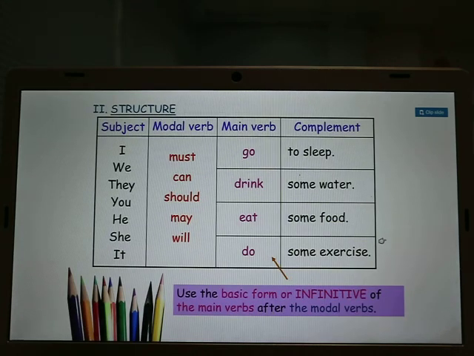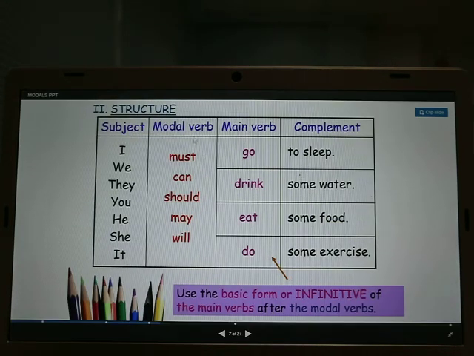Okay. So the structure: subject, modal verb, main verb, and complement. First is the subject. I. Subject is the topic of the sentence. So I must, using the modal verb must, and the main verb go, and the complement to sleep. Okay, this is how you make a sentence using the modal verb. Okay, this one: we can drink some water, or we should drink some water. He may eat some food, or you should eat some food. These are the examples of the subject, modal verb, main verb, and the complement.